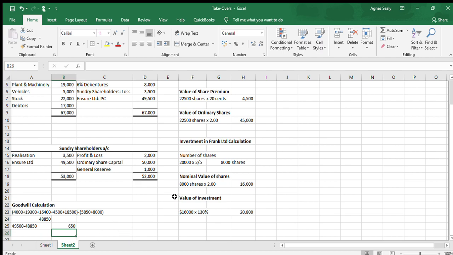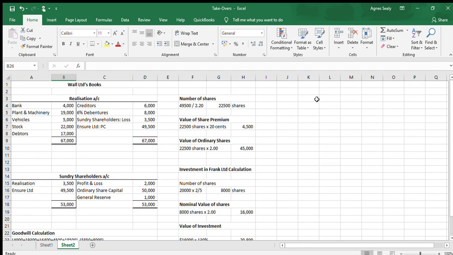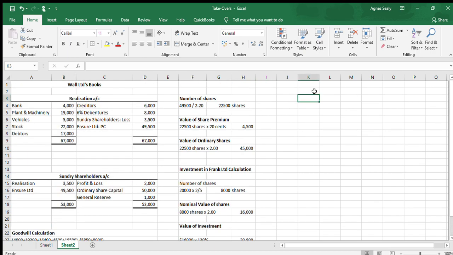So we have done all our calculations, and some of them were not a part of the requirements, but you must understand when you read the question that we're looking at a complete takeover of Walls Limited. But not only that, we're also looking at the partial takeover of Ensure Limited. So what we are going to do quickly is the statement of financial position for Ensure Limited, which is D. They asked us to do the statement of financial position of Ensure Limited after the acquisition.